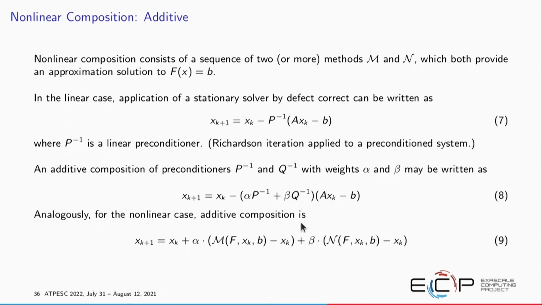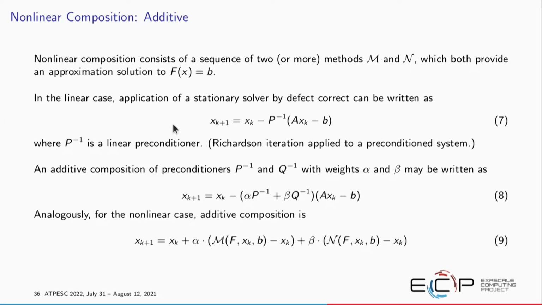I'm going to talk about both nonlinear composition and nonlinear preconditioning. A nonlinear composition just consists of a sequence of two or more methods that we denote script M and N, which both provide some approximate solution to our nonlinear system f of x equals b. Thinking back to the linear case, application of a stationary solver by defect correction can be written like this, where P inverse is a linear preconditioner. This is just Richardson iteration in the linear case applied to a preconditioned system.